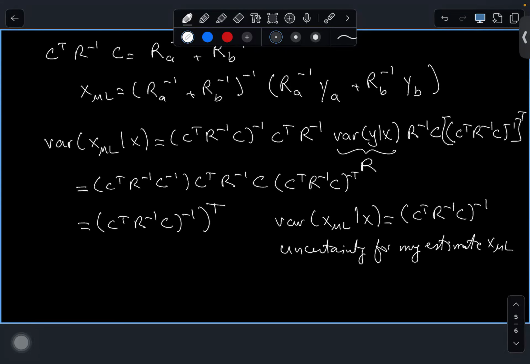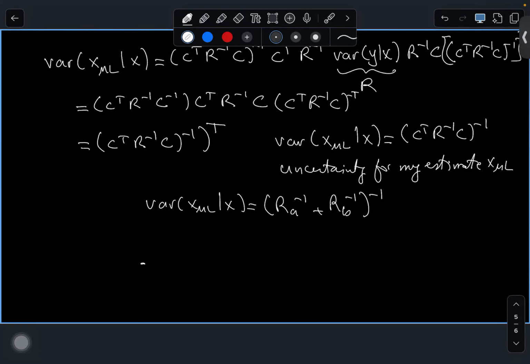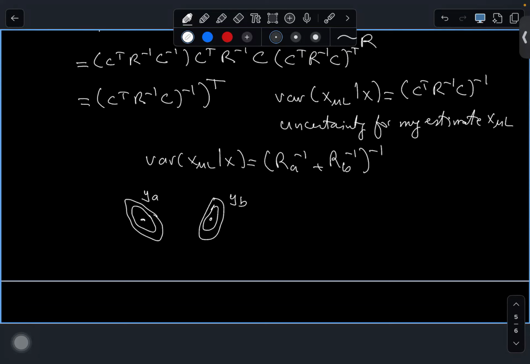So what this means is that the variance of my estimate given X is the sum inverse, which is smaller than RA and RB, which is saying the following. If one satellite tells you you're here, and here's the variance of it, another satellite tells you you're here, and here's the variance of it. So this is YA, this is YB. When you combine them, you end up with something like here, not in between them, because look, the variances are large here, but smaller here.